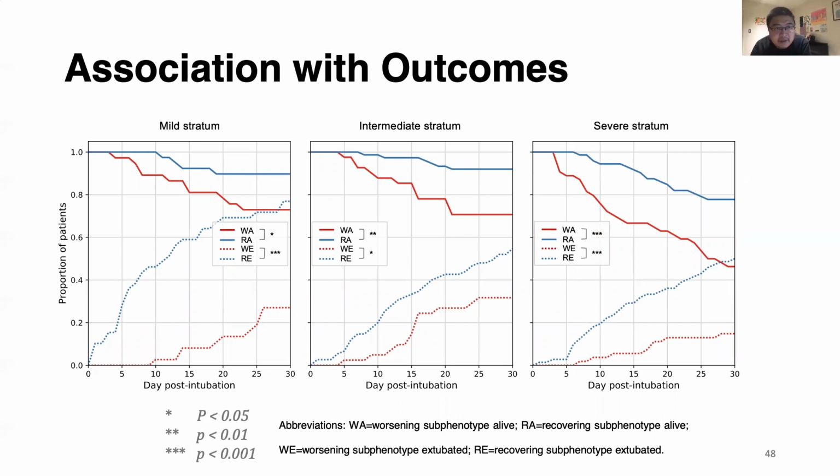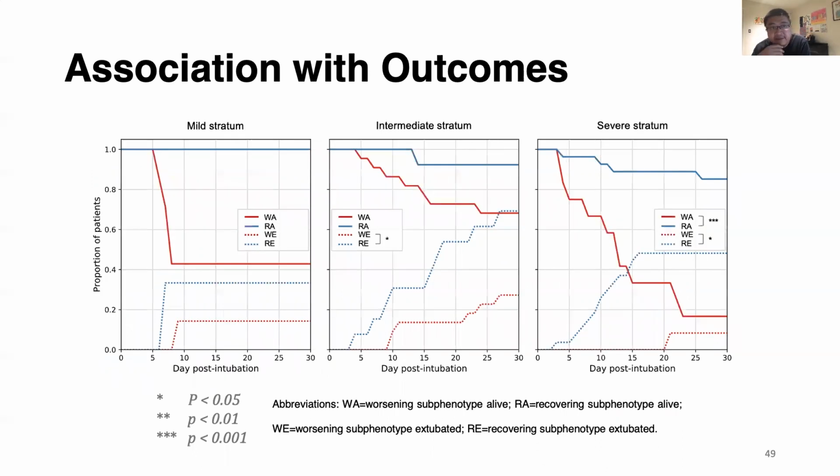We also calculated the cumulated outcome association over time for the different strata, from which we can clearly see that worsening subphenotypes across all the baseline strata suffered a significantly higher risk of mortality within the 30-day window after intubation, while recovering subphenotypes across all baseline strata showed a significantly higher extubation rate compared to worsening subphenotypes. These are the results on the validation cohort, where we can observe similar patterns.